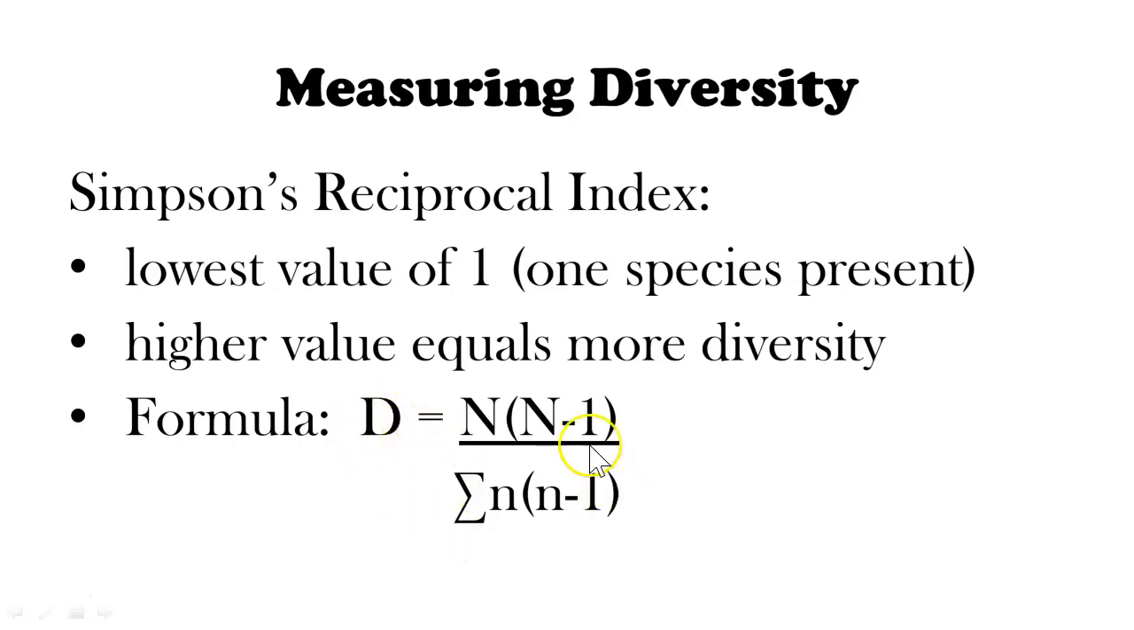And here we have our equation. The capital D stands for the Simpson's diversity number. Capital N represents the total number of organisms of all the species found. Lowercase n represents the number of individuals of a particular species. And this symbol here represents the sum of.